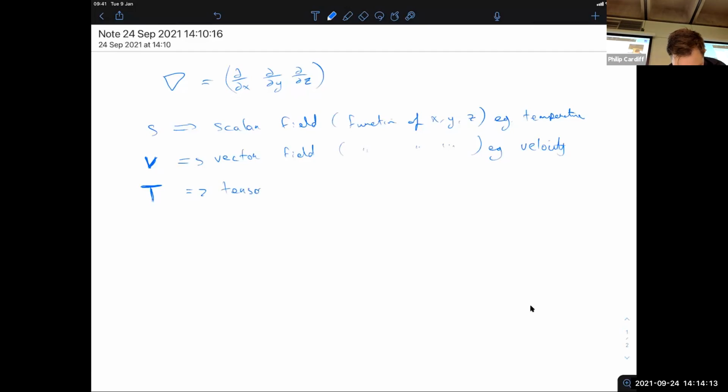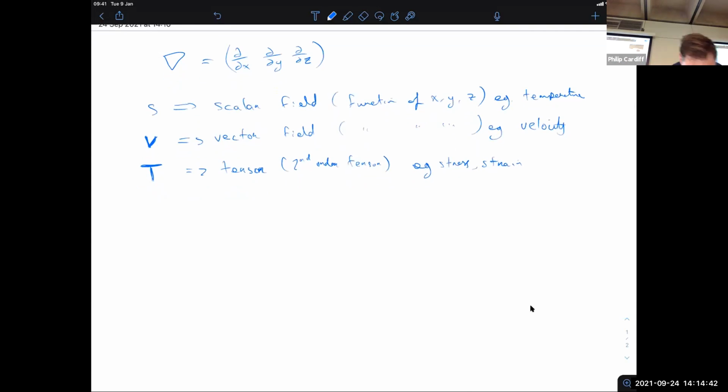And then all of these can generally be called tensor fields. It's just this one is a second order tensor, and a vector can be called a first order tensor, and a scalar can be called a 0th order tensor. And then you can have 3rd and 4th order tensors, and you keep going as much as you want. So e.g. stress and strain.